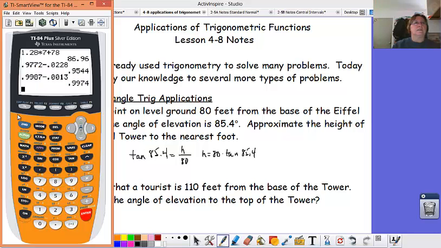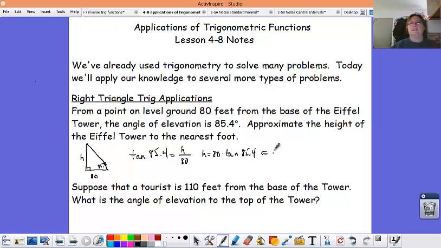Grab my calculator, check my mode, I'm in degrees, ready to go. So I'm going to do 80 times the tangent of 85.4, and the Eiffel Tower, according to that, is about 994 feet tall. Good.